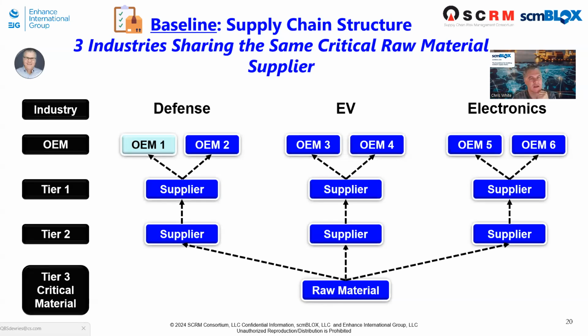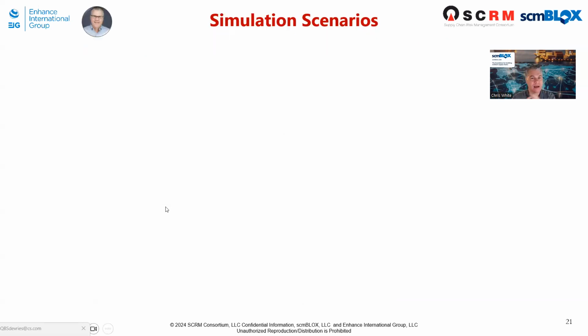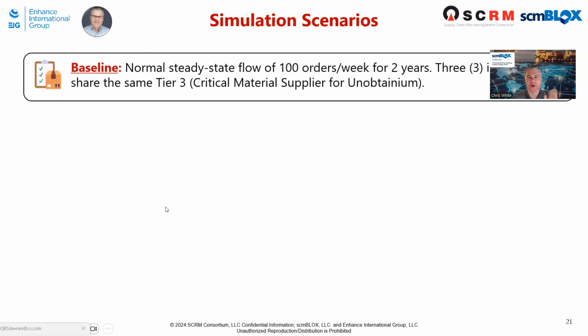So let's start looking at the actual scenarios that we're going to run. The baseline, same baseline we've always run. 100 orders a week. It's steady. We're going for 2 years, and we all share exactly the structure you saw. We share the same tier 3 who is supplying us unobtainium, our fictitious elemental that we need.